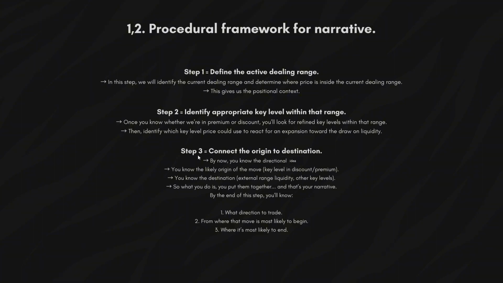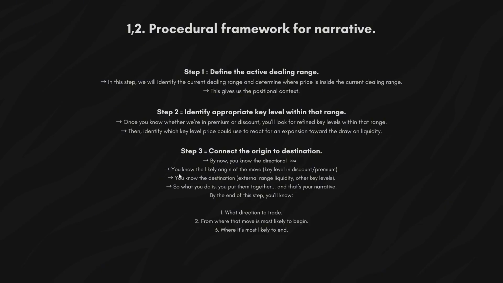And then after that, we move on to the third step, which is that we connect the origin to destination. What that means is that by now you know the directional idea, you know the direction of the market or the underlying trend that the market is moving in. You also know the likely origin of that move by identifying the dealing range and then identifying the appropriate key level within that dealing range. Okay, you know the exact key level that price is going to use as a catalyst for that expansion swing that it could potentially have.